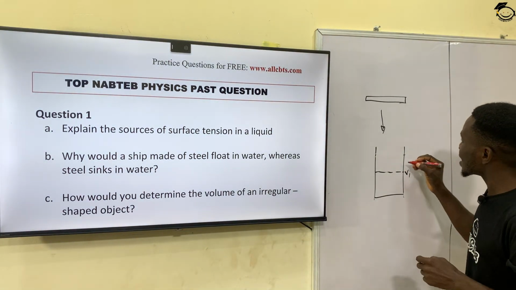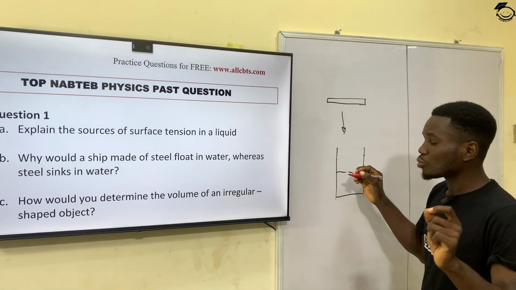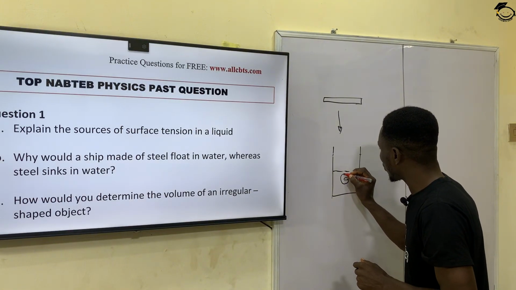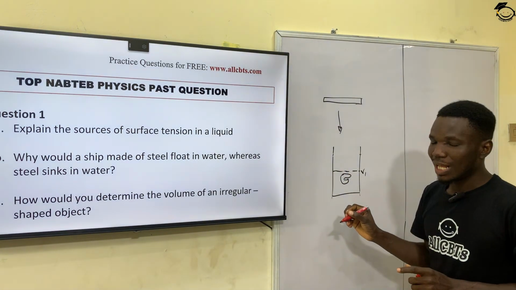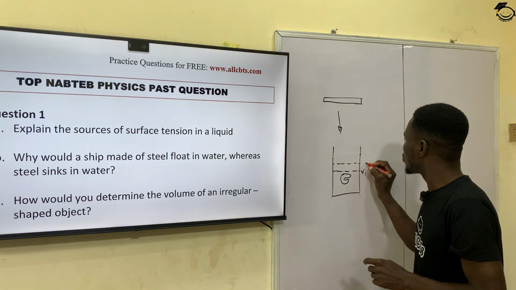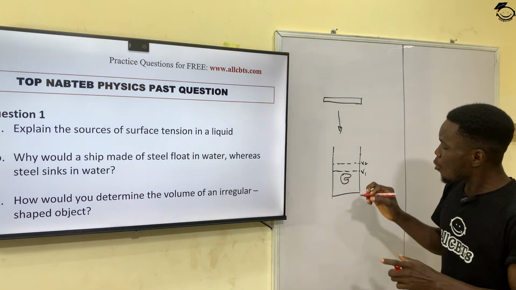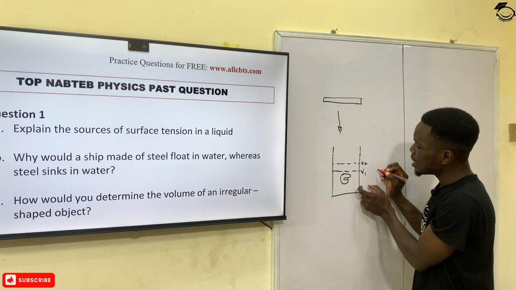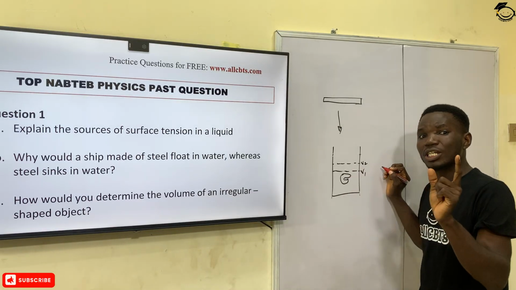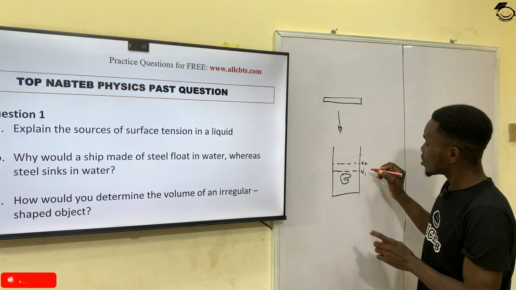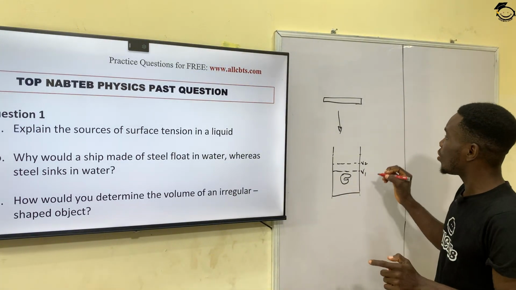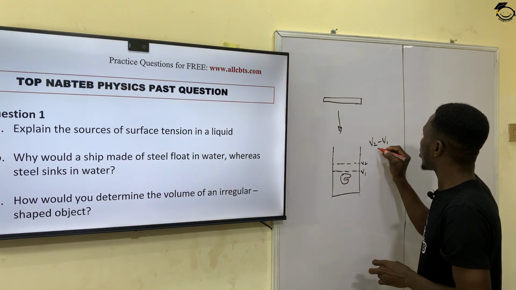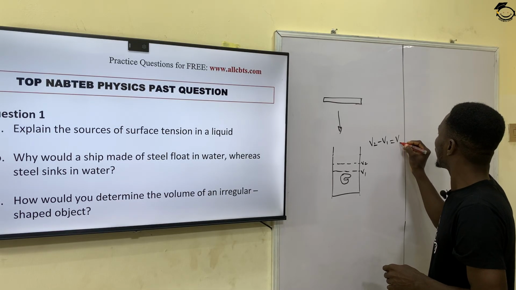And then you insert the irregular shaped object into the water in the cylinder, and you note the new volume V2. So we have gotten the volume when the irregular shaped object was not placed in the cylinder, and the volume after the irregular shaped object was placed in the cylinder, so that you can now easily get the volume of the object by subtracting V1 from V2.